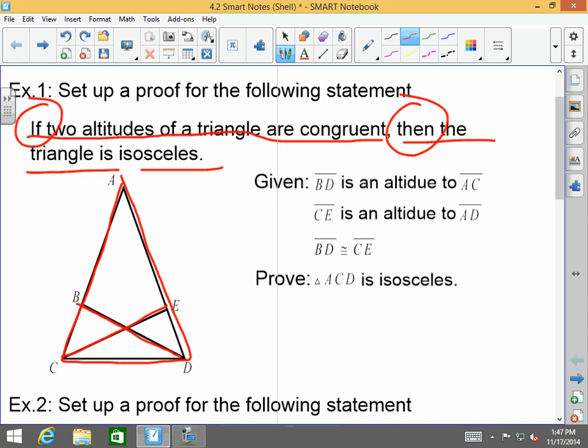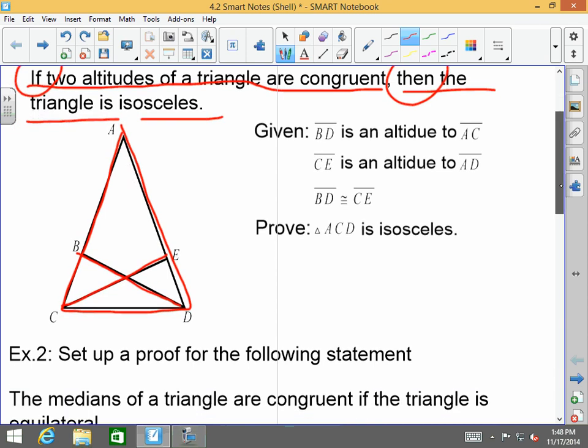Once I found the base angles, I can say definition of isosceles, yes. Because by the definition of isosceles, two legs are congruent, correct? Or the two base angles, or actually, the two angles are congruent. If the two base angles are congruent, then the two legs are congruent, and therefore it's isosceles. Correct, sir? Thank you so much, guys.